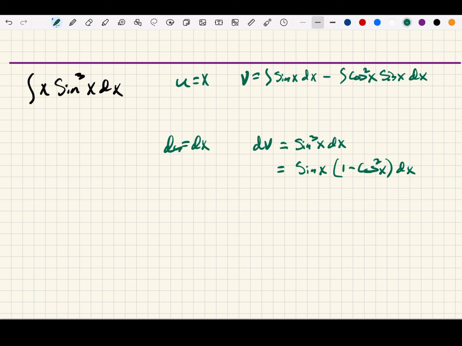Okay, so what's that going to be? Well, the integral of sine x is minus cosine x, right? Integral of cosine square x sine x. Is that going to be minus 1/3 cosine cube x? And then I've got a minus out front, so that'll turn it plus.